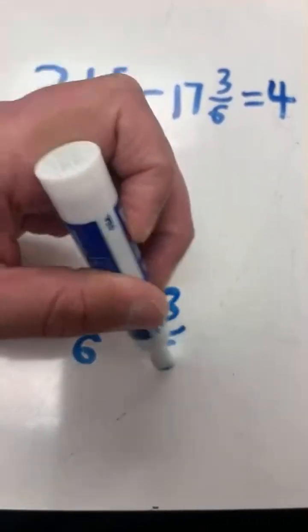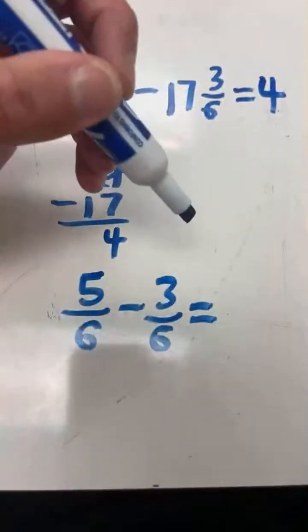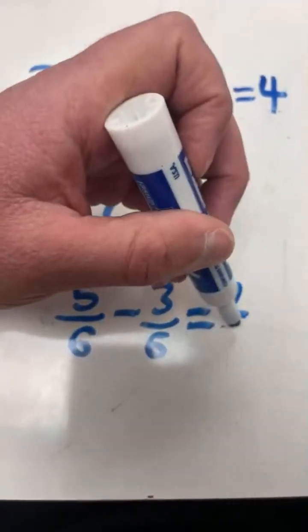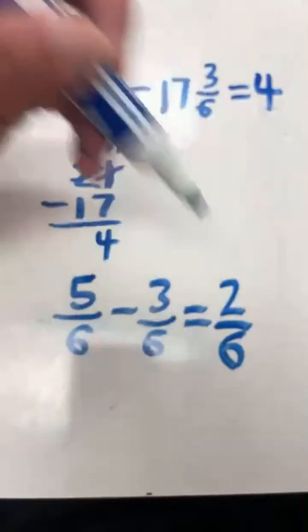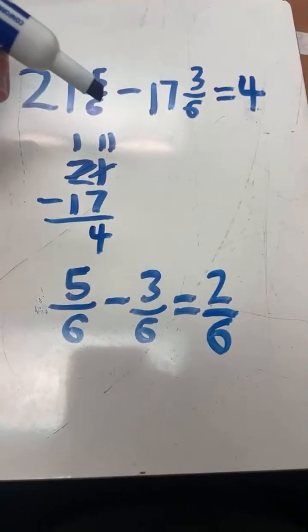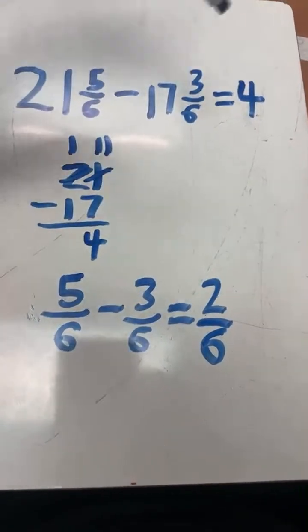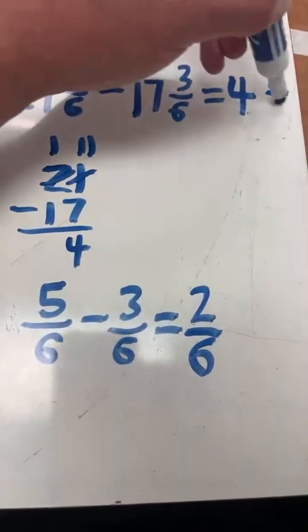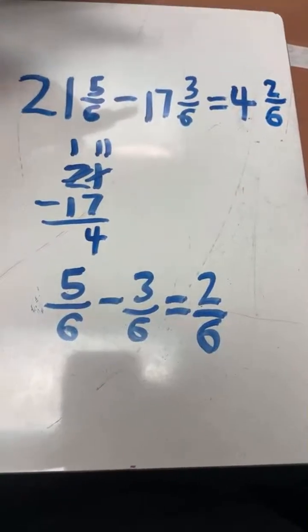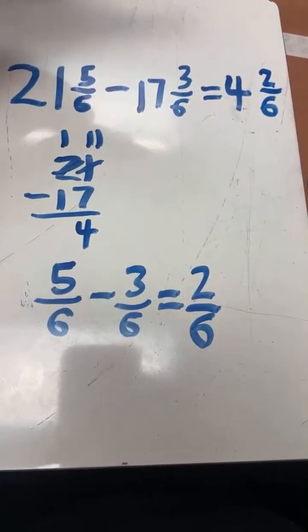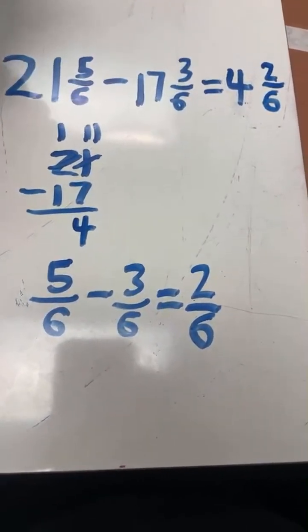Now 5/6 minus 3/6. 5 minus 3 equals 2. Our denominator stays the same, since it's the same in both fractions that we're subtracting. 5/6 minus 3/6 equals 2/6. So 21 and 5/6 minus 17 and 3/6 equals 4 and 2/6.